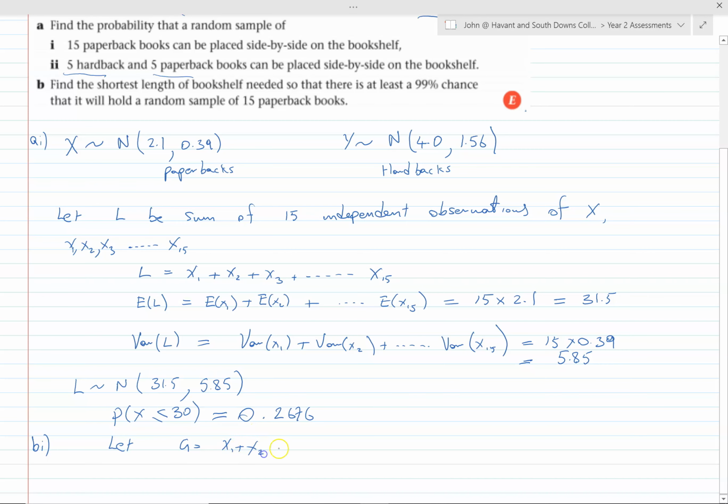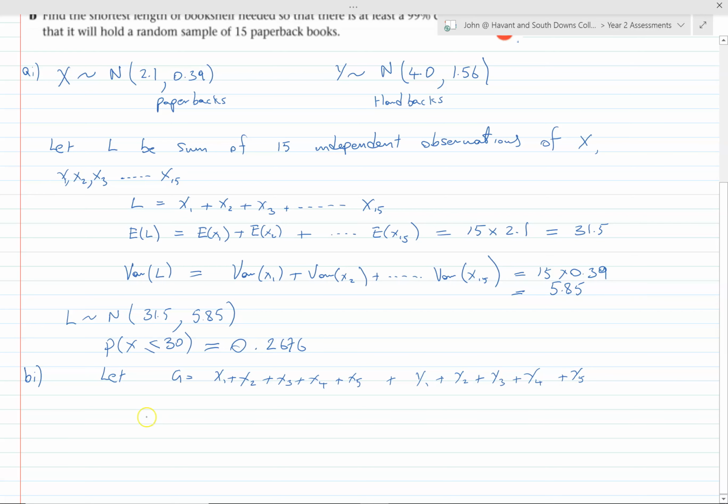x1 plus x2 plus x3 plus x4 plus x5 plus 5 different observations of y for the hardbacks, and we can then say the expectation of G is equal to Ex1 plus Ex2 and so on to Ex5 plus Ey1 plus Ey2 up to Ey5.